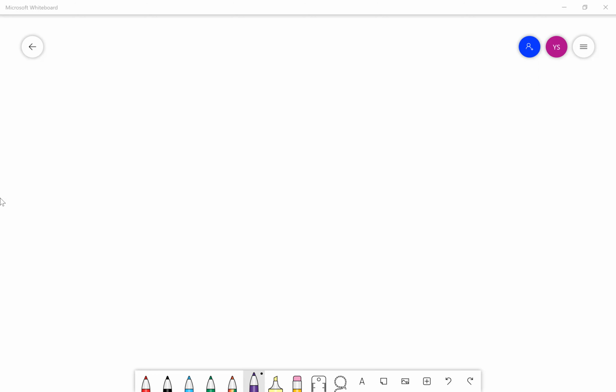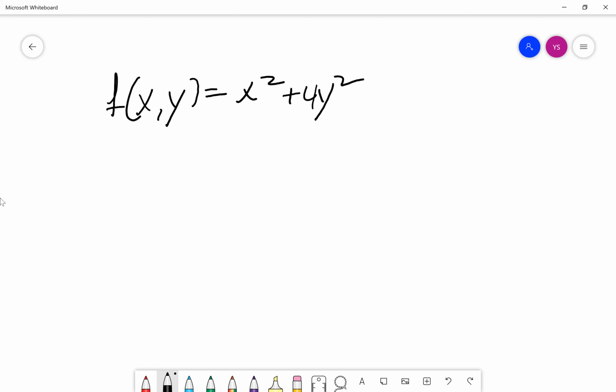So before we start a new problem, I just wanted to clarify some things from the problem that we did yesterday. The problem said find the absolute minimum and maximums of the function f(x, y) equals x squared plus 4y squared minus 2x squared y plus 4 on the box.